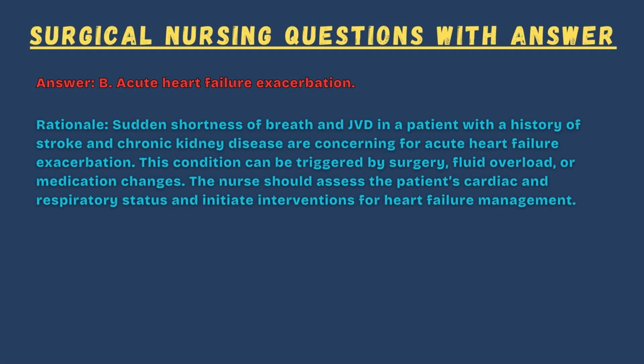Answer: B. Acute heart failure exacerbation. Rationale: sudden shortness of breath and JVD in a patient with a history of stroke and chronic kidney disease are concerning for acute heart failure exacerbation. This condition can be triggered by surgery, fluid overload, or medication changes. The nurse should assess the patient's cardiac and respiratory status and initiate interventions for heart failure management.